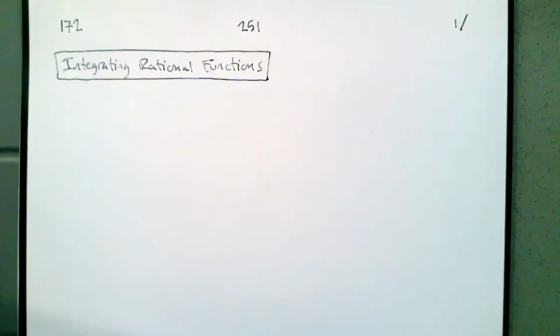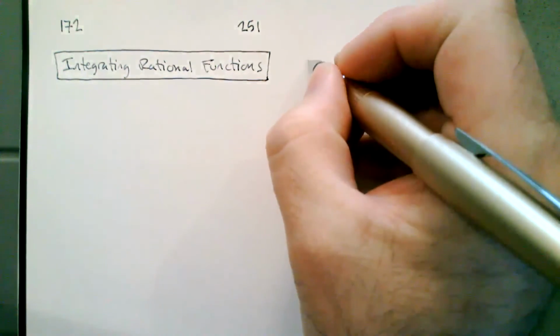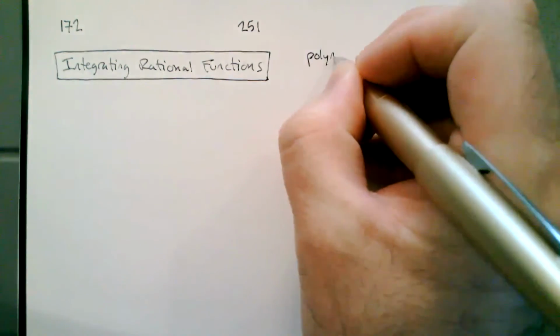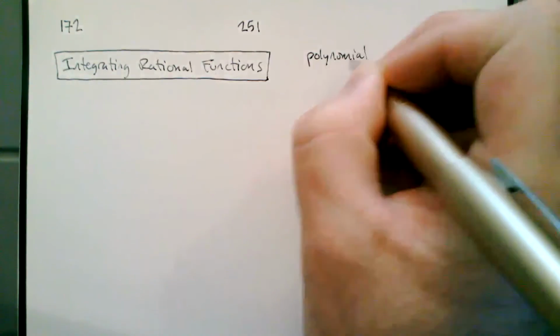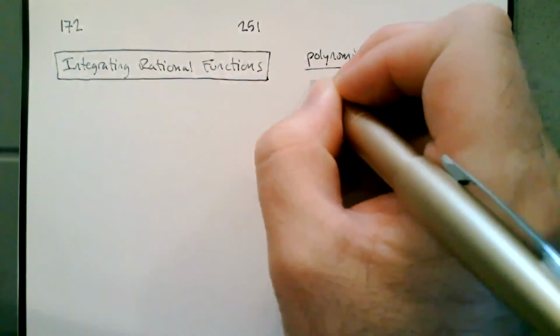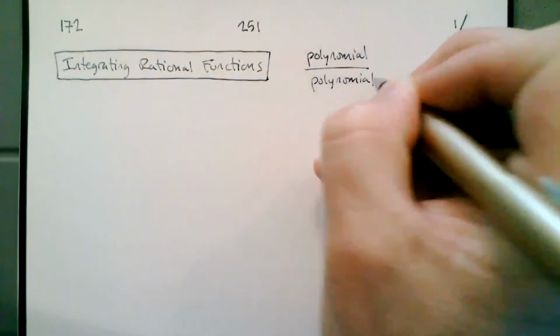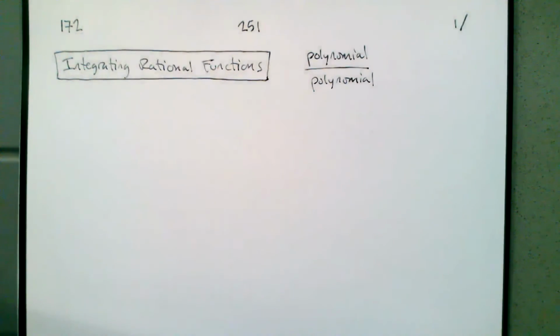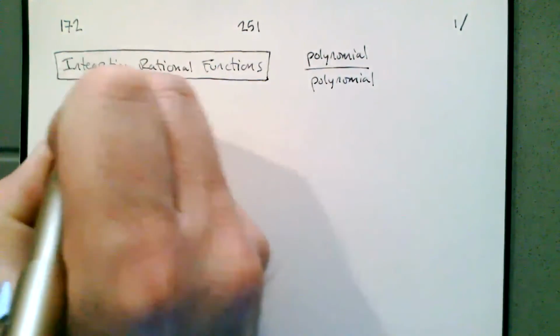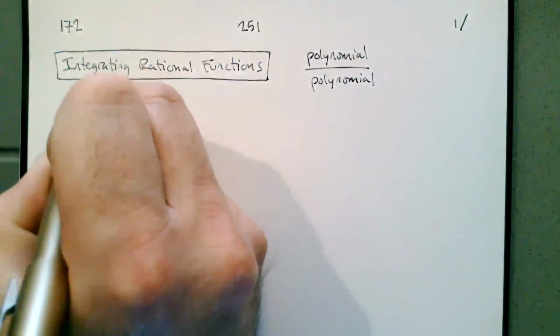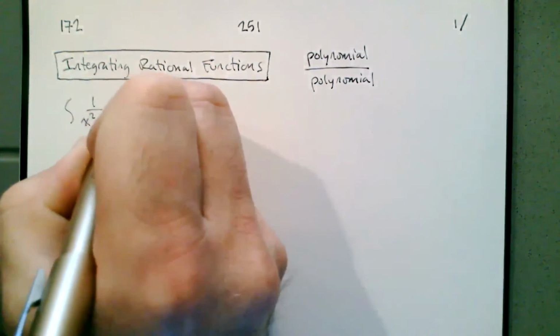If you recall, last time we were integrating some rational functions. A rational function just has a polynomial over another polynomial. And the key to integrating rational functions, or one of the keys, is that the integral of 1 over x squared plus 1 dx.